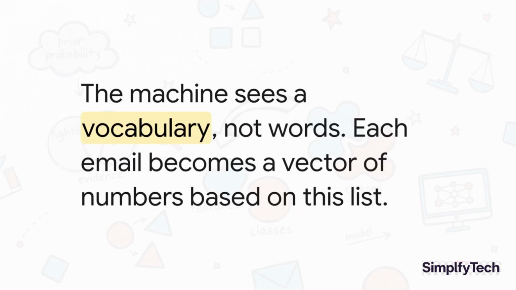So after we do that vectorization, this is what the machine actually sees, a master vocabulary. It's a unique list of every single word from our sample emails. So from now on, an email like "win a free cruise" isn't text anymore. Nope, it's a vector of numbers, something like 00011000001, where each number just represents a word from our master list.